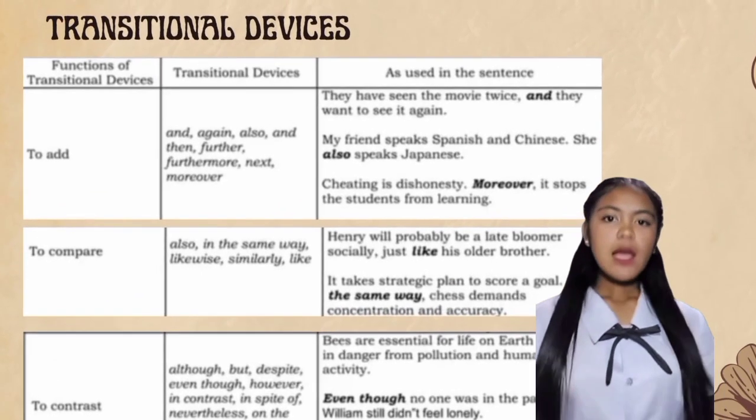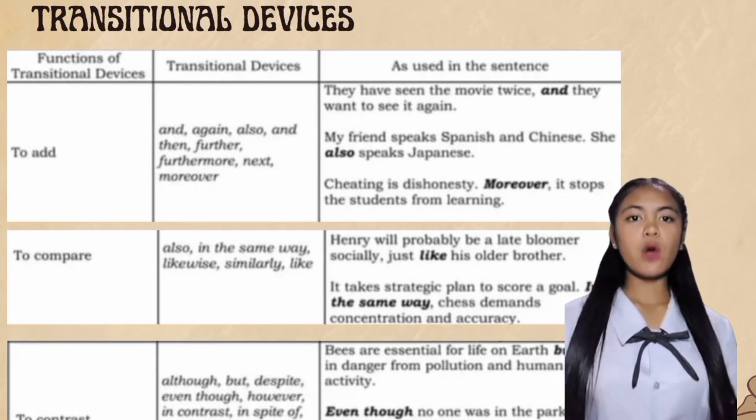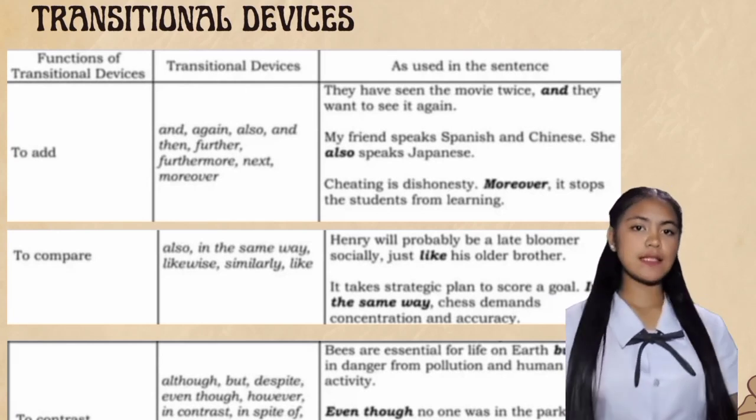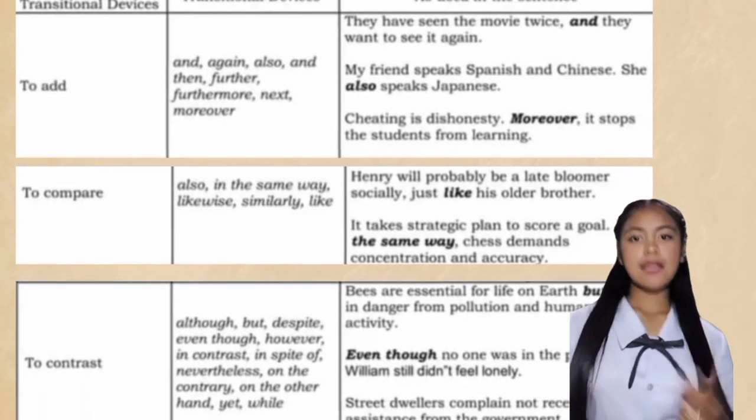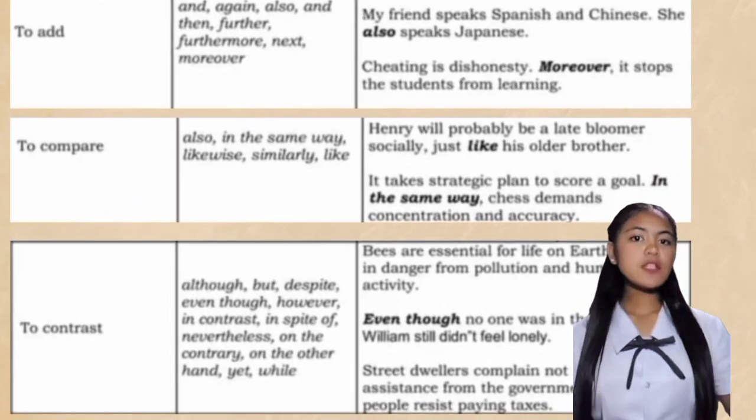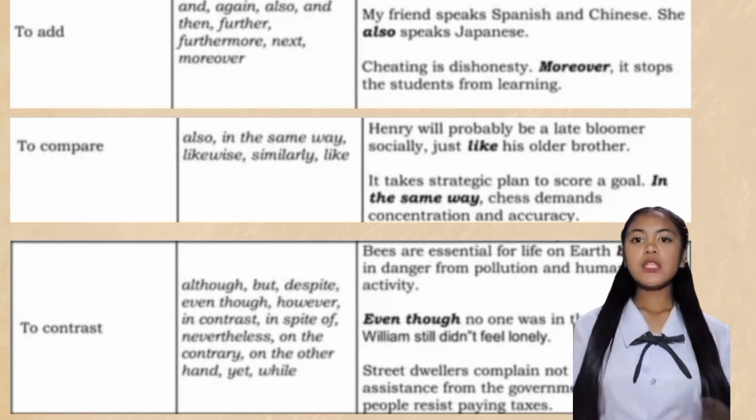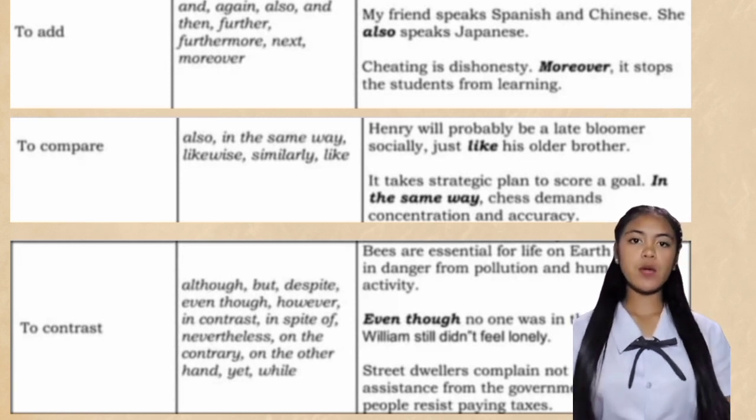First is to add. The examples of to add are furthermore, also, moreover, and so on. You can use these devices to support or add information. Second, to compare. The examples of to compare are similarly, likewise, in the same way, and so on. You can use these devices to show how two ideas are alike.